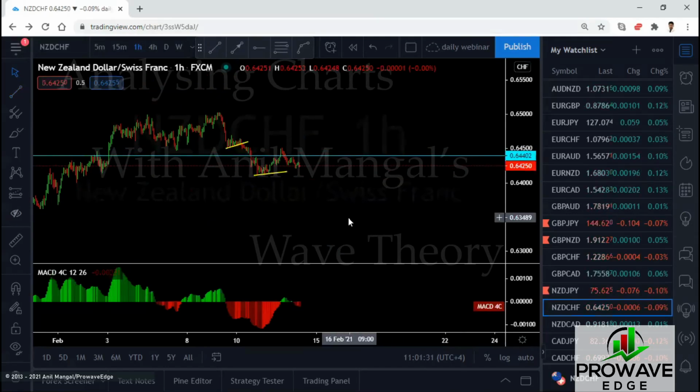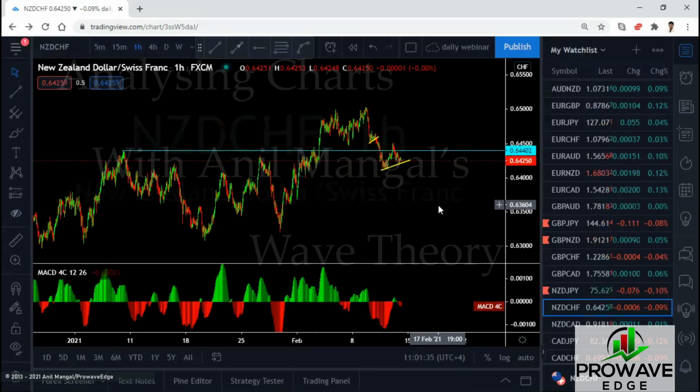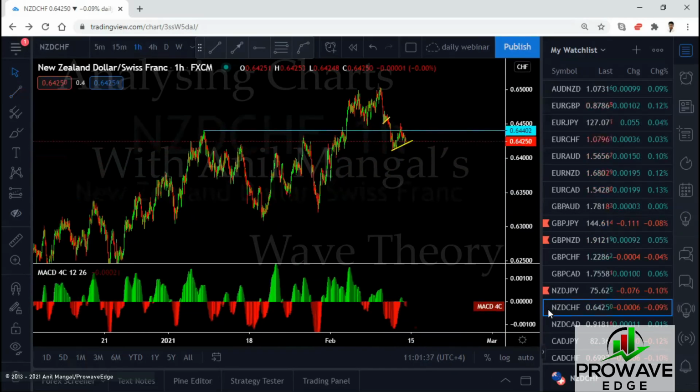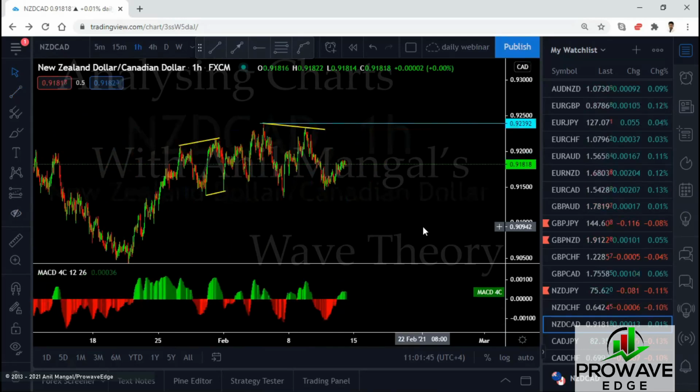New Zealand Swiss. This was a sell. It's consolidating. You might get another sell setup here. The Swiss dollar is going to fall, so the New Zealand Swiss might give you a good trade. New Zealand CAD. It's kind of going up, but not as aggressive as we would like, so probably stay out of it.